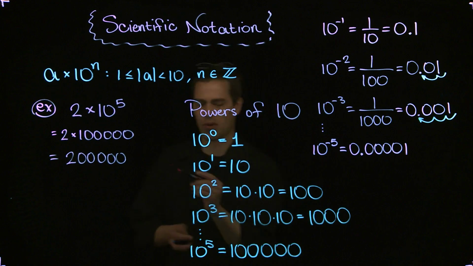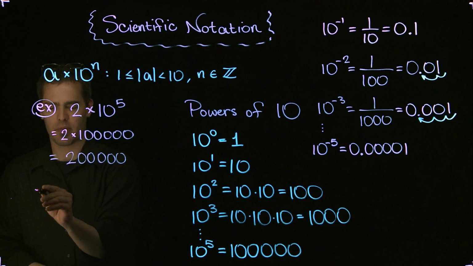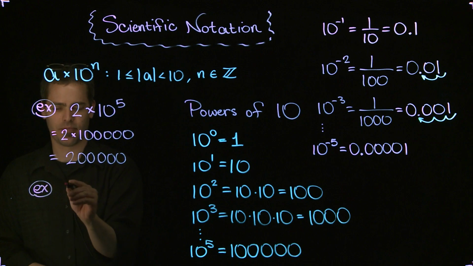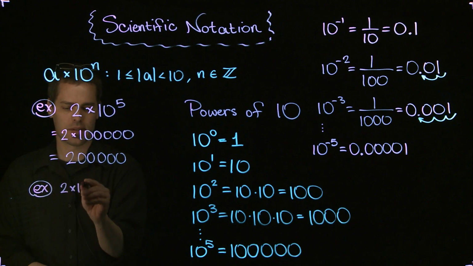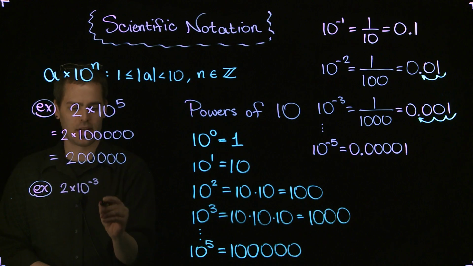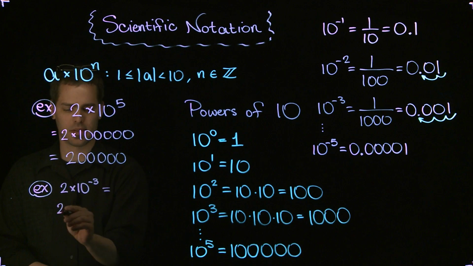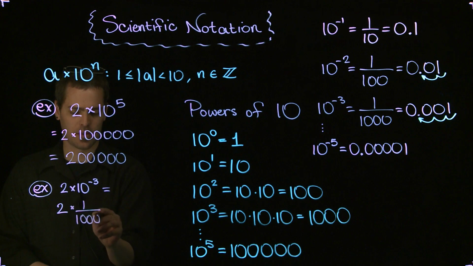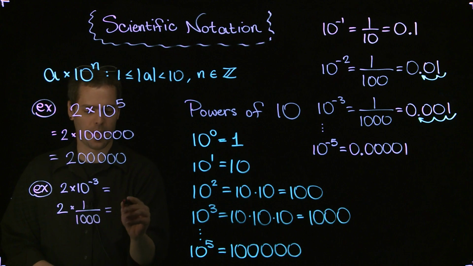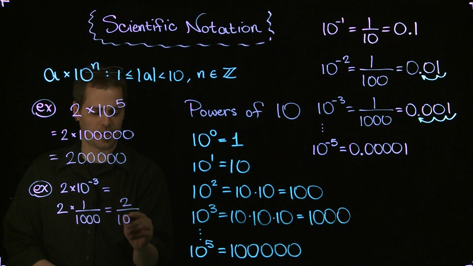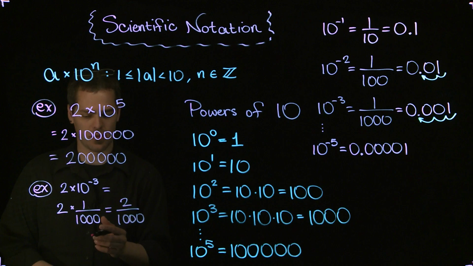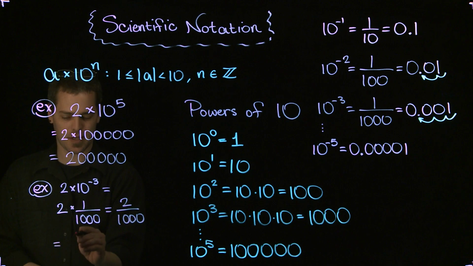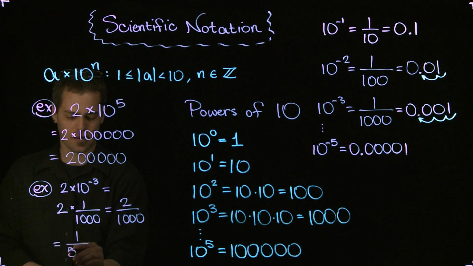So let me just do one more example. I'll do it over here. With a negative power, suppose I had 2 times 10 to the -3. Then what that really means is 2 times, I could put it as a fraction or a decimal, whichever one you prefer, whichever one is more convenient. Okay. I'll use the fraction. I like fractions. I don't mind fractions. So 2 over 1,000 equals, let's reduce that to 1 over 500 in the end.